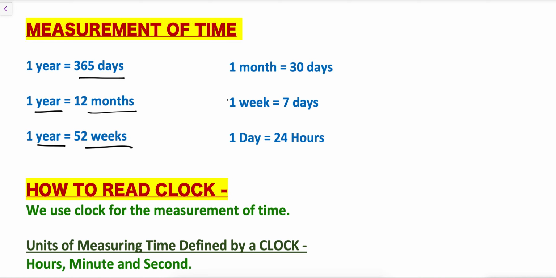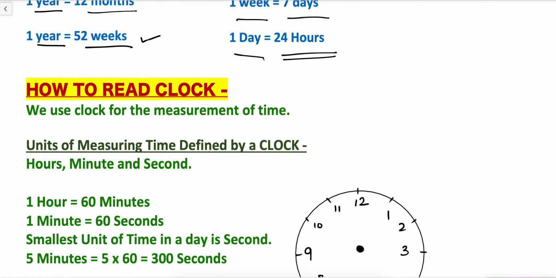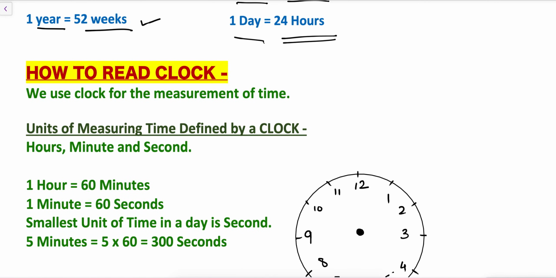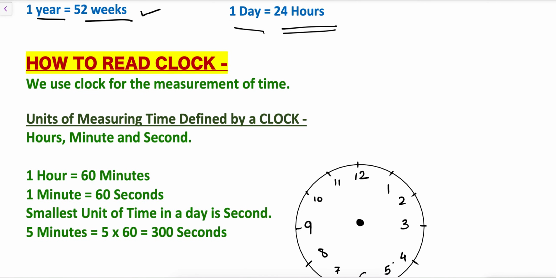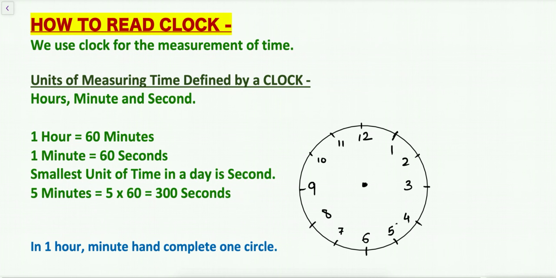So the greatest unit to measure time will be the year. So in 1 year we have 365 days, 12 months and 52 weeks. And 1 month has 30 days, 1 week has 7 days and 1 day has 24 hours. So in 24 hours, how to read the time in 24 hours we will see.